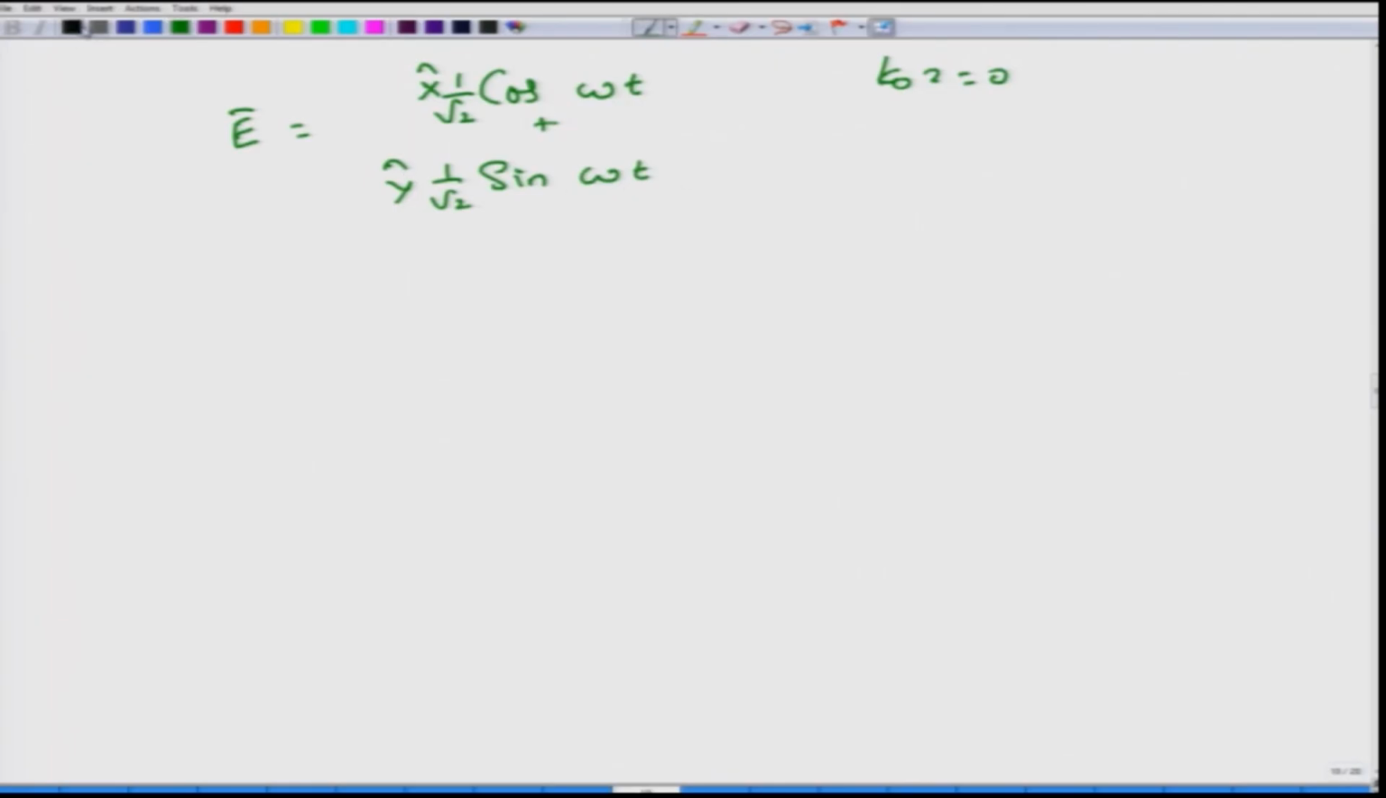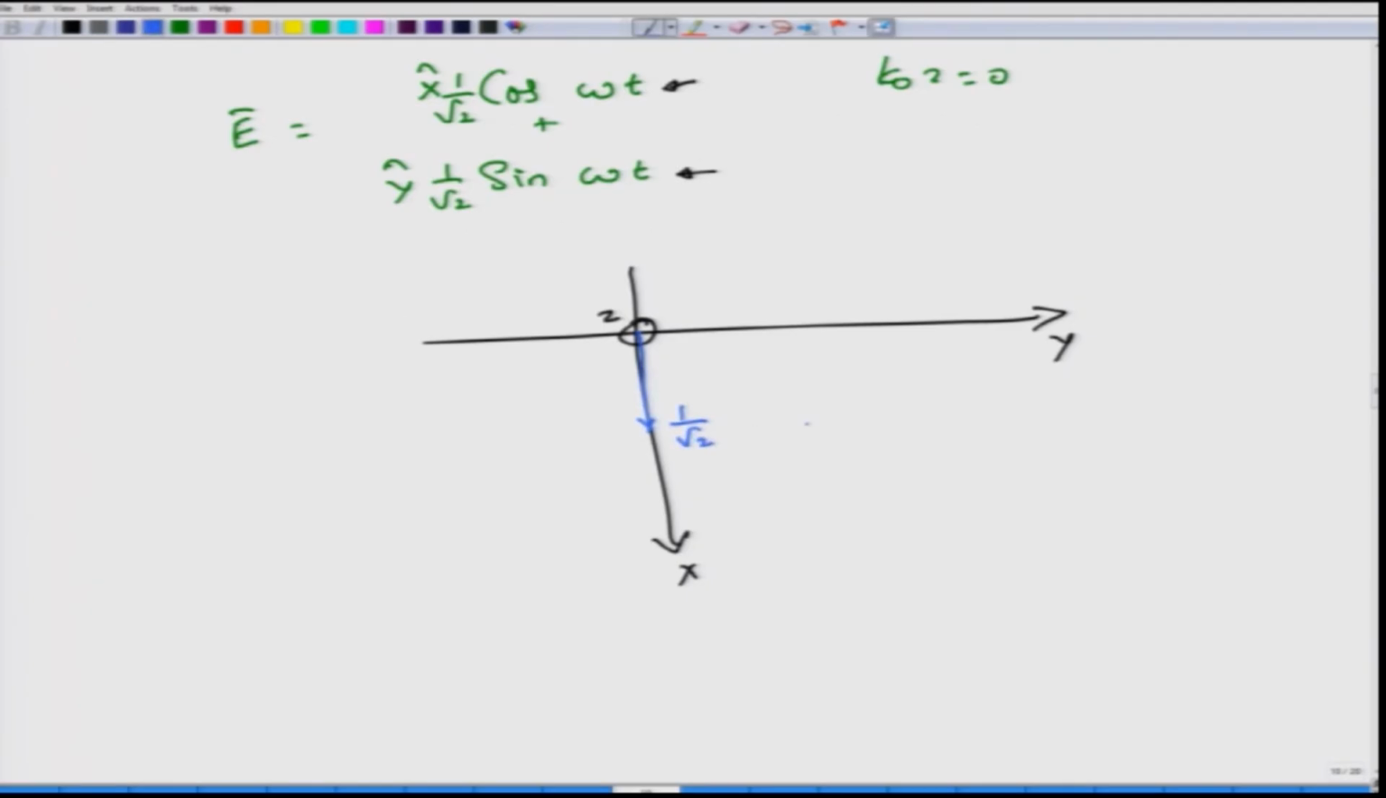Now, what is the polarization of this wave? Let us look at this. Again, I have x and y axis. Please remember, you are looking from the top and the wave is approaching you. Okay. So, this is the z axis, right. The z axis is coming out of this particular plane. At omega t equal to 0, what will be the situation? At omega t equal to 0, only the x component will be non-zero, whereas the y component will be 0, because sin 0 is 0. So, I have electric field directed along the x axis with an amplitude of 1 by root 2. Okay.